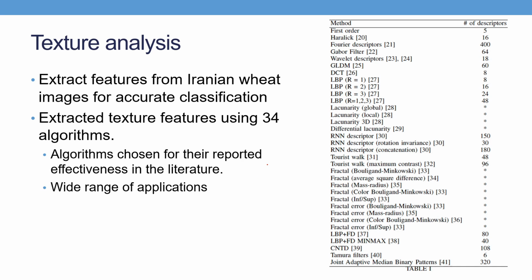So we have a lot of texture features in the literature. They cover a wide range of applications. We choose some of them based on effectiveness in the literature. Some of those are more common, like LBP, GLDM, DCT, Fourier. Others are more recent, like joint adaptive median binary patterns. Some are based on complex analysis like fractal and lacunarity.